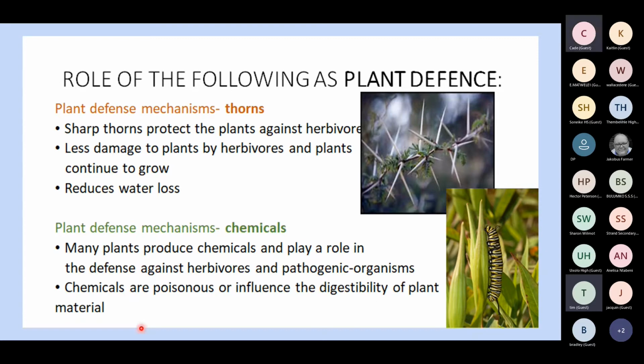With chemicals, many plants have produced chemicals that play a role in defense against herbivores again and pathogenic organisms, meaning if they eat the plant, the chemicals are poisonous and can influence the digestibility of the plant material. So when this worm maybe eats the plant, it might not be able to digest it. So it will avoid eating the plant with a chemical defense mechanism. Are we clear, grade 12? So in your booklet, there are two bullets for chemicals and then one bullet for thorns. Just focus on that.